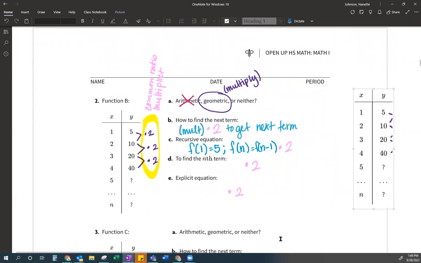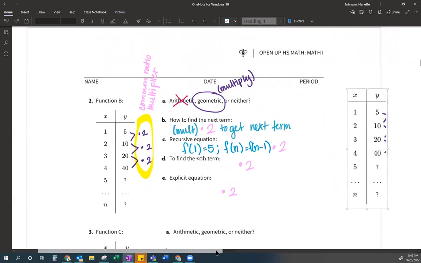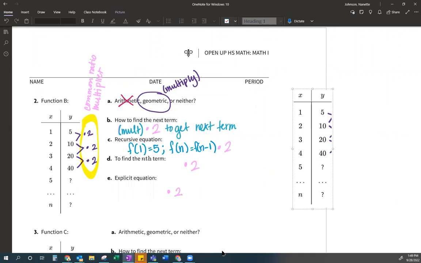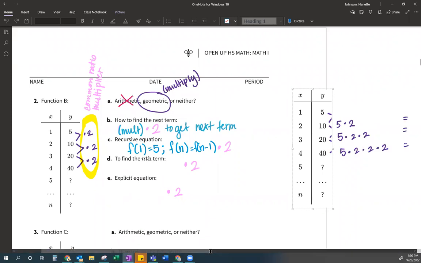Okay, so I'm going to rewrite our terms with that times 2 times 2 times 2 business because that always helps me. So 10 is really my 5 times my 2. 20 is really my 5 times 2 times 2. 40 is 5 times 2 times 2 times 2, right? So here what I want to do is write my terms with an exponent. Can you try that out for me?